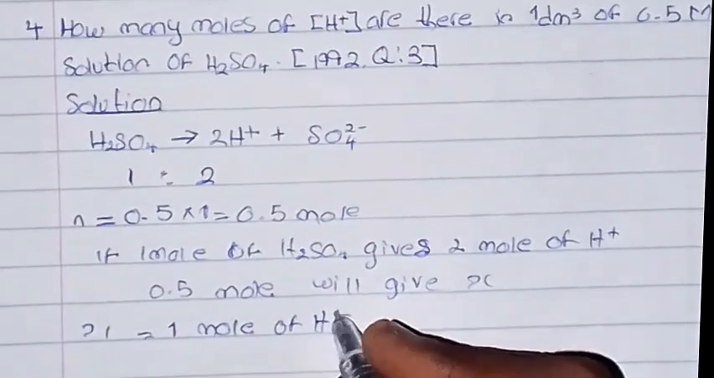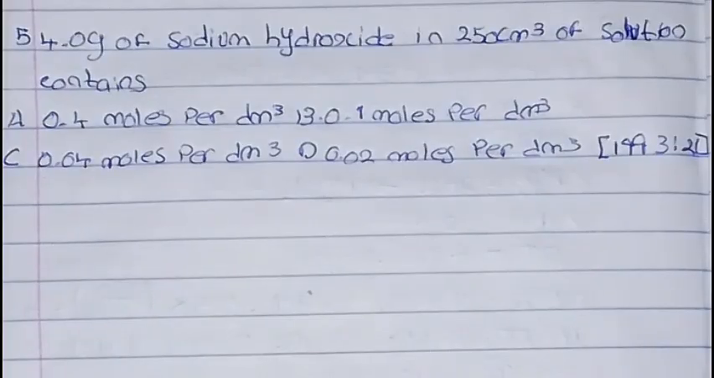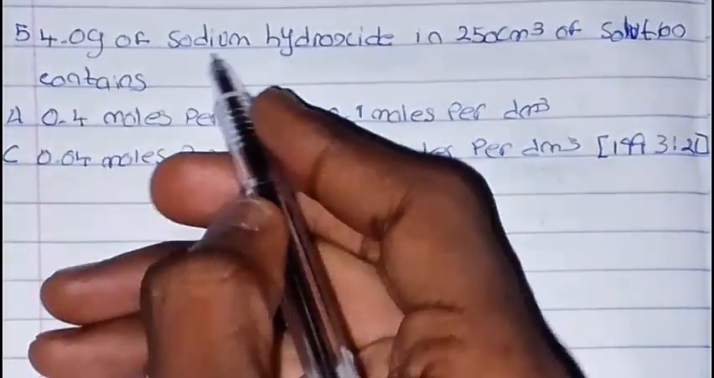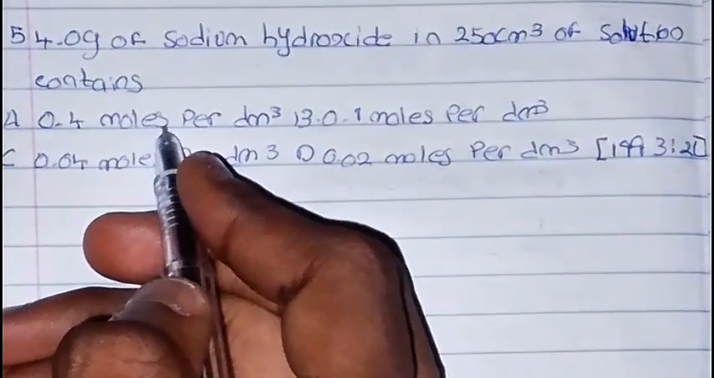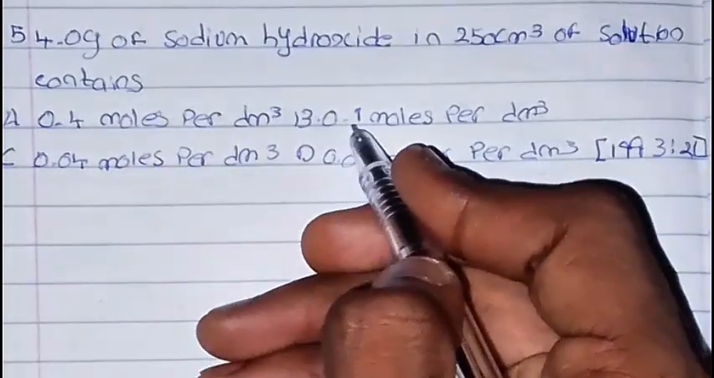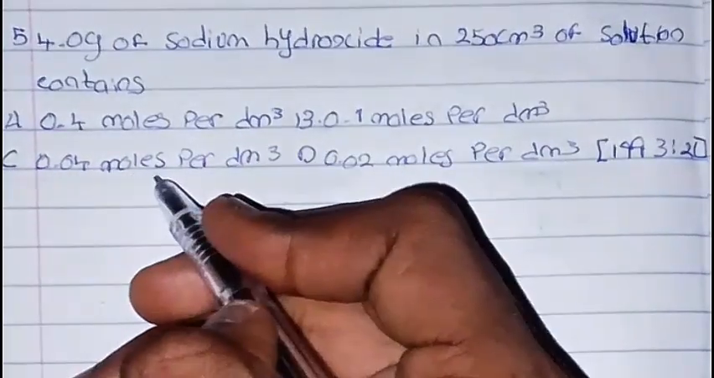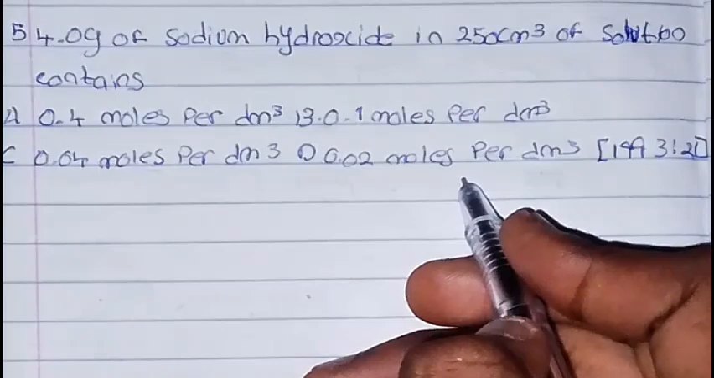All right, let's move to the next question. Question 5. 4 grams of sodium hydroxide in 250 cm³ of solution contains: A. 0.4 moles per dm³, B. 0.1 moles per dm³, C. 0.04 moles per dm³, D. 0.02 moles per dm³.